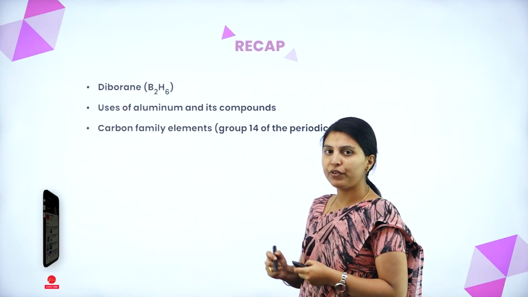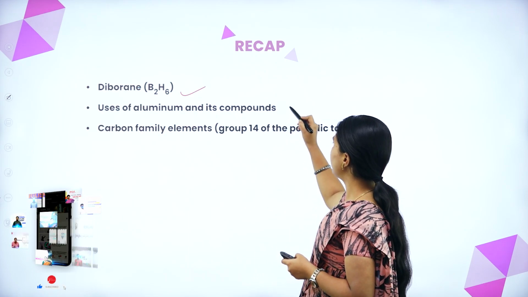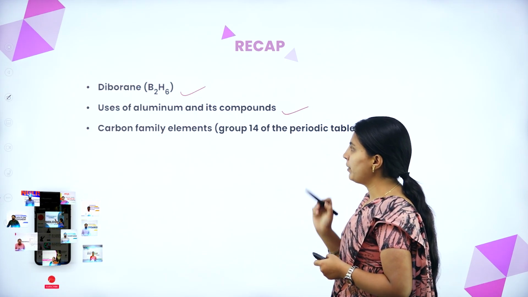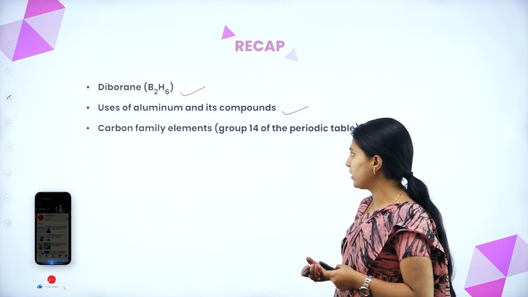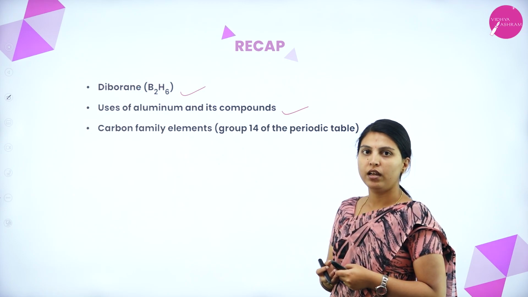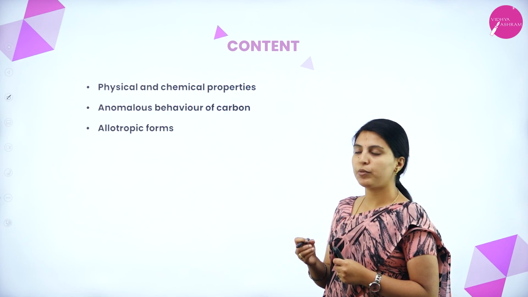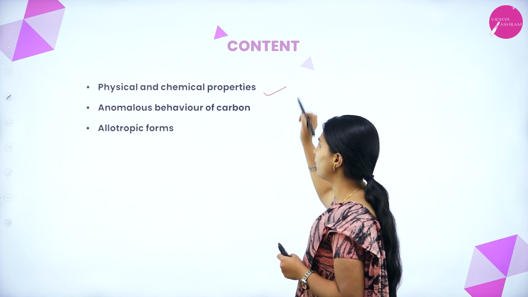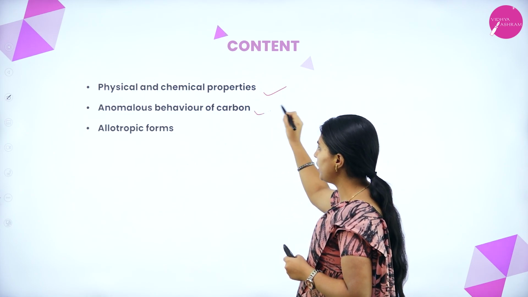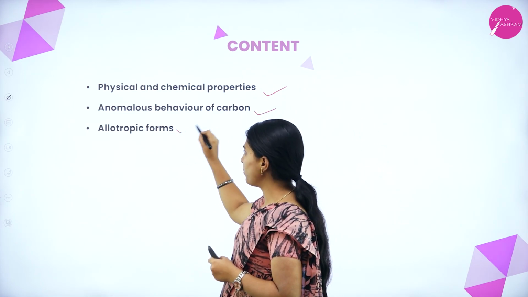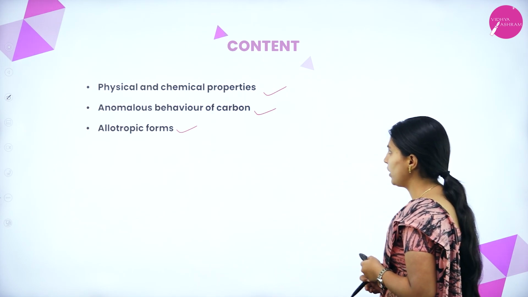In the last session we discussed diborane, uses of aluminium and its compounds, and carbon family elements, their normal and atomic properties from group 14 in the periodic table. In today's session, we will discuss some of the physical and chemical properties of group 14, that is the carbon family, and also anomalous properties of carbon and its allotropic forms. These are the contents which we will discuss in today's session.